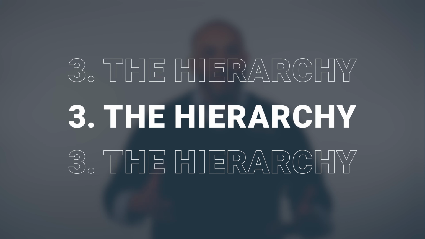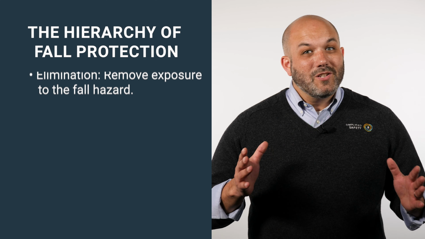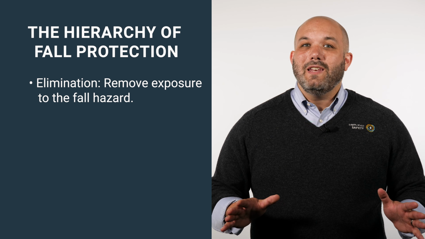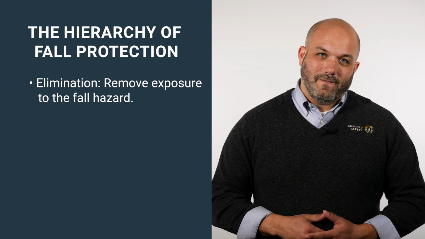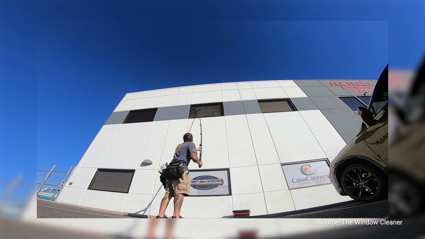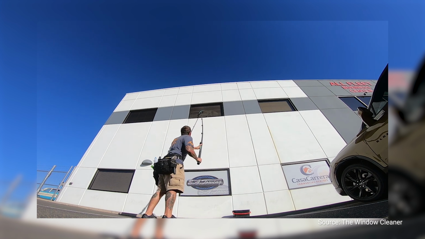Enter the hierarchy of fall protection. The hierarchy of fall protection is a series of fall protection solutions ranked from the most safe to the least safe. The first level is elimination. Remove the need to be exposed to the fall hazard. The whole purpose of fall protection is to protect people from fall hazards. So if there's no need to work at height, there's no risk of falling.